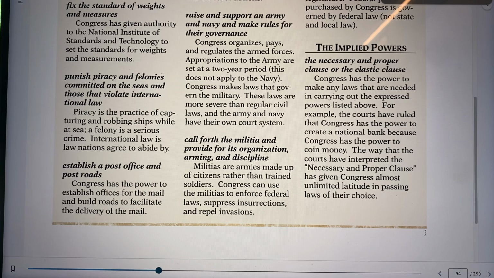To punish piracy and felonies on the seas, like pirates. Basically those that are robbing ships and everything, to be able to set forth crimes in this area of crimes of the sea, abiding by international law right here. Felonies committed on the seas. To establish a post office. So Congress has the right to establish a post office. Also post roads for a post office. So to build roads so that we can have our postal service.